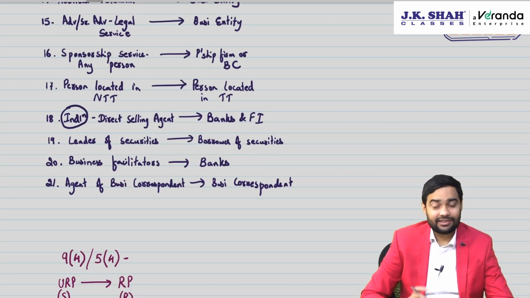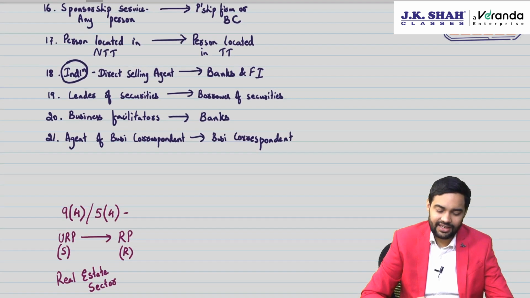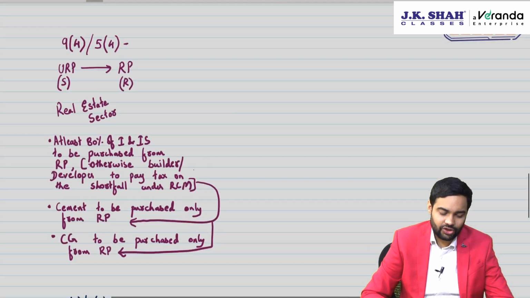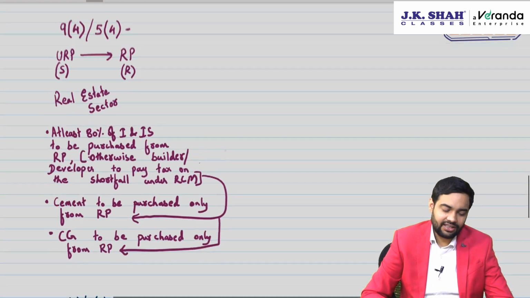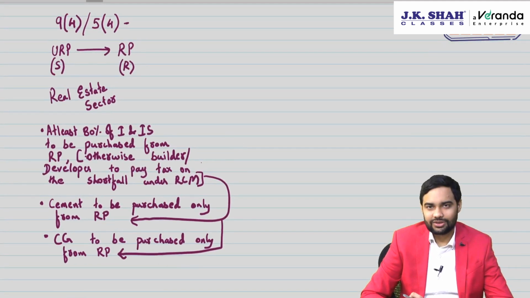Direct selling agent, being an individual, to banks and financial institution. Lender of securities to borrower. Business facilitator to bank. Agent of business correspondent to business correspondent. Then we moved on to 9.4. 9.4, unregistered to registered. This combination has to be met. At least 80% of the input and input services should be purchased from registered person.